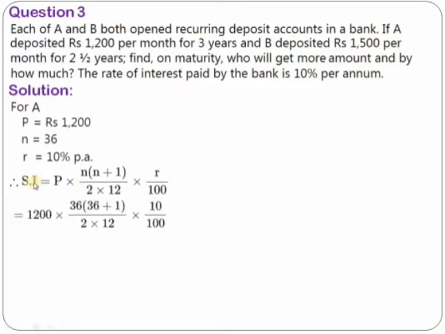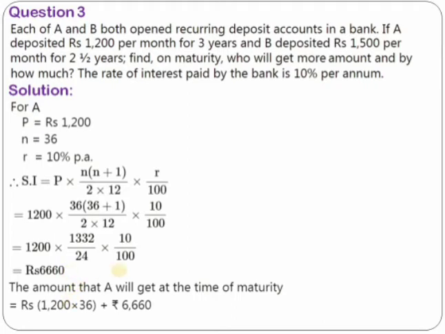So we have got the simple interest formula, and we are calculating for A, remember. For A, what is P? P is 1200, N is 36. Instead of N, I have written 36 out here, and the rate is given to be 10. So simplify this. 36 plus 1 becomes 37. You have to multiply 2 and 37, so you get this much. Do the cancellation, you will get this much. The simple interest for A turns out to be rupees 6,660.